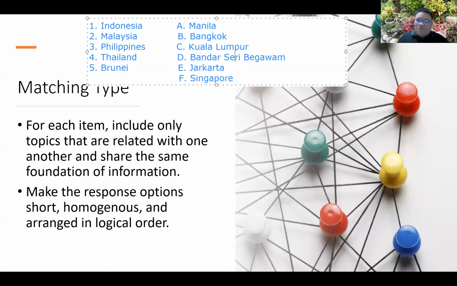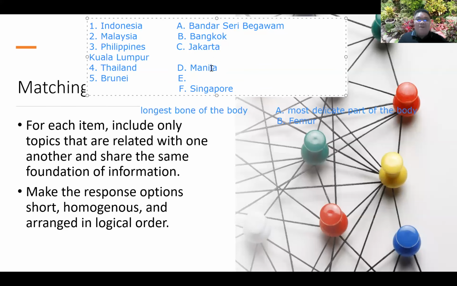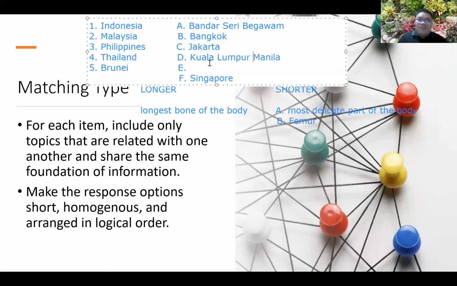One way, class, for you to arrange it in a logical order is to arrange it in alphabetical order. For example, if the student is looking for Indonesia, they know it is Jakarta, so class, they won't have difficulty finding where Jakarta is, because your choices are already arranged in alphabetical order. That's one point also.